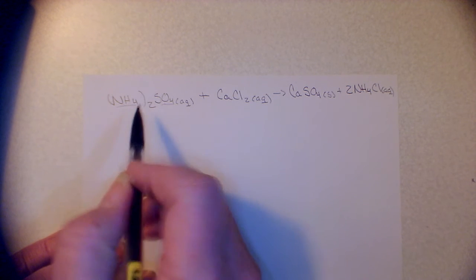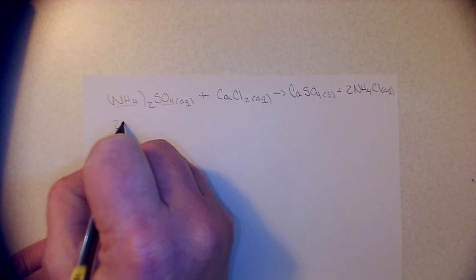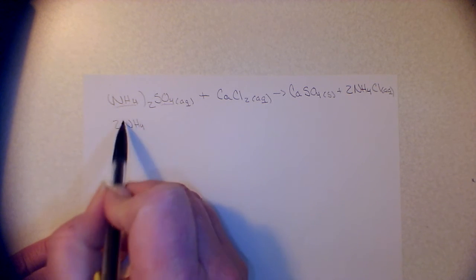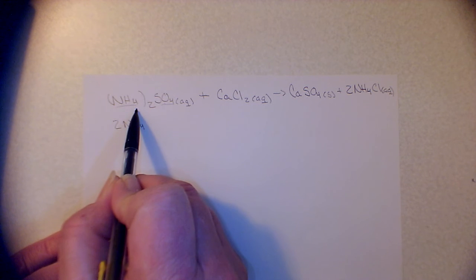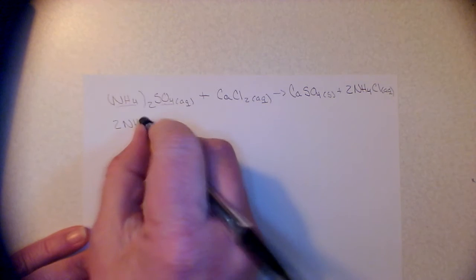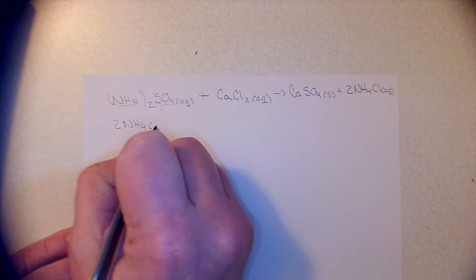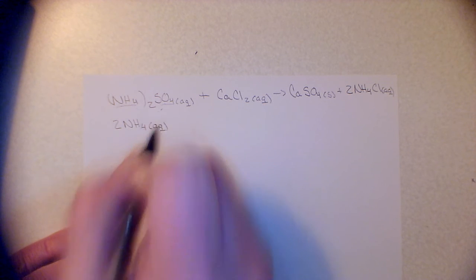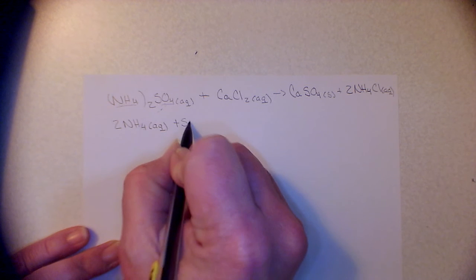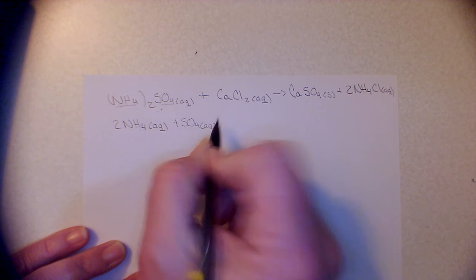So that tells me I can start off here and say, okay, I have 2 ammonium ions, because remember that subscript there says that I have 2 of these things. So I have 2 of those, and that looks like a Y, not a 4. And those are aqueous. I have 1 sulfate ion, and that's aqueous.